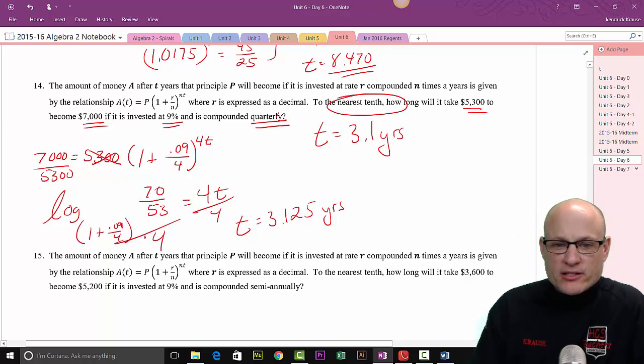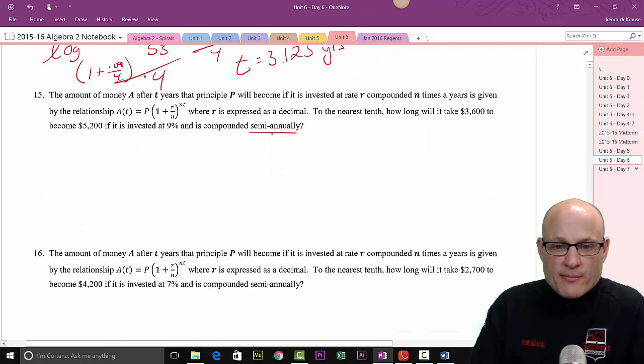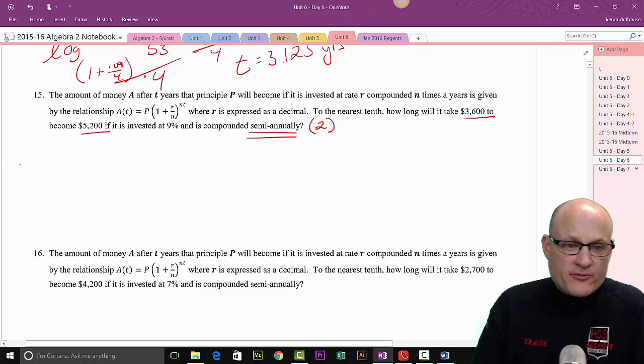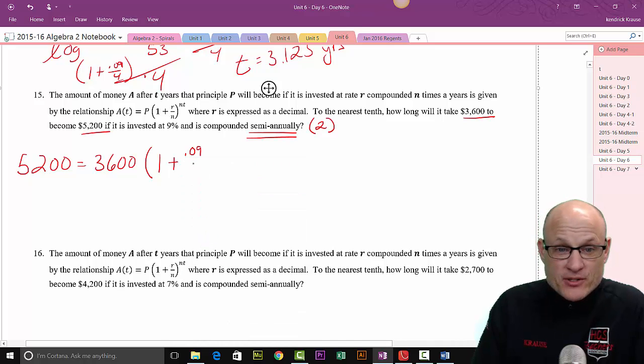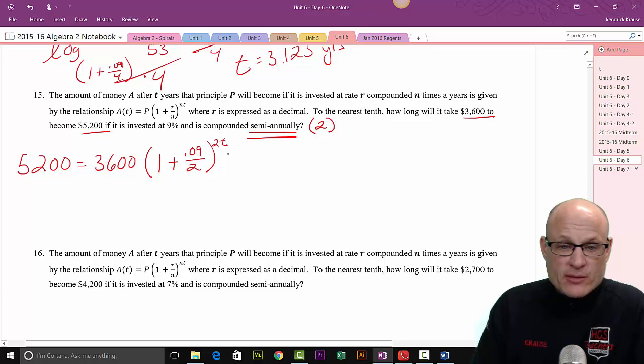All right, now we're going to change the problem up, sort of. We're going to go semi-annually. Semi-annually is twice a year. So we're going to take 3,600. We want it to make 5,200. So 5,200 is equal to 3,600 times 1 plus, what's our interest rate? 9%, 0.09, compounded semi-annually. So that's twice. Raised to the 2t this time, because we still use n as 2. Divide by 3,600.